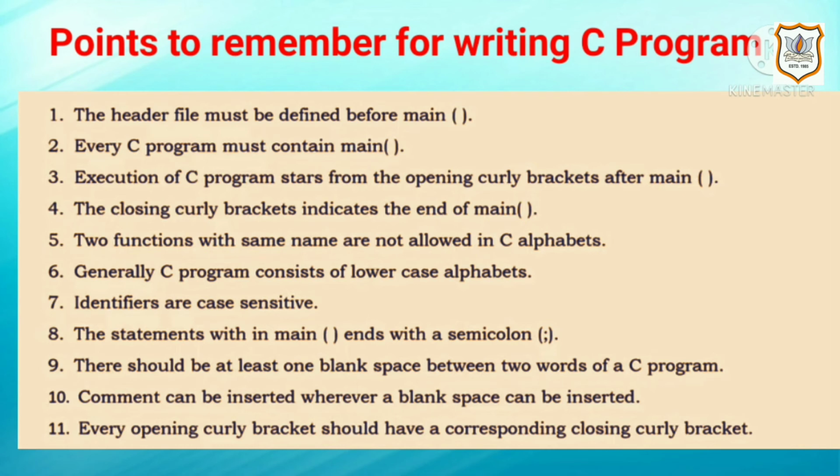Sixth, generally C programs consist of lowercase alphabets. Seventh, identifiers are case sensitive. Next, the statements within the main method end with a semicolon. Next, there should be at least one blank space between two words of a C program. Next, comments can be inserted wherever a blank space can be inserted. Last, every opening curly bracket should have a corresponding closing curly bracket.